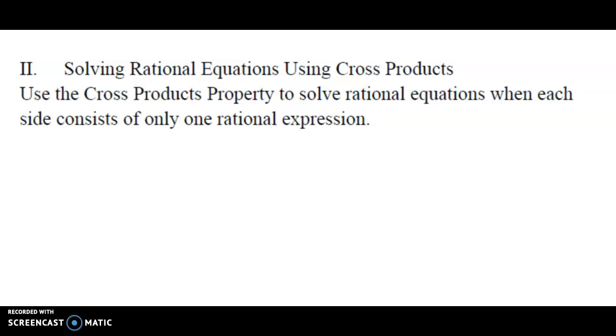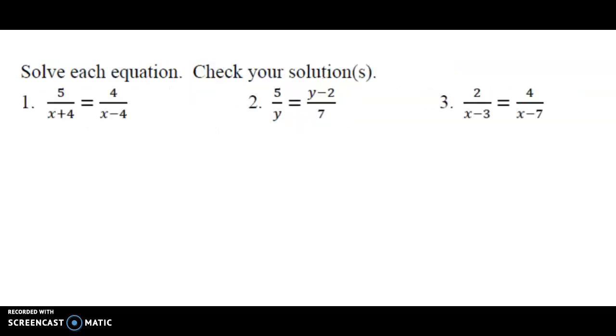You use the cross products property to solve rational equations when each side consists of only one rational expression. Basically what that means is it's a proportion, and we did this a little earlier in the year. When you have a proportion, you can use cross products. So one fraction on the left side, one fraction on the right side. What you have to remember is to distribute when appropriate.